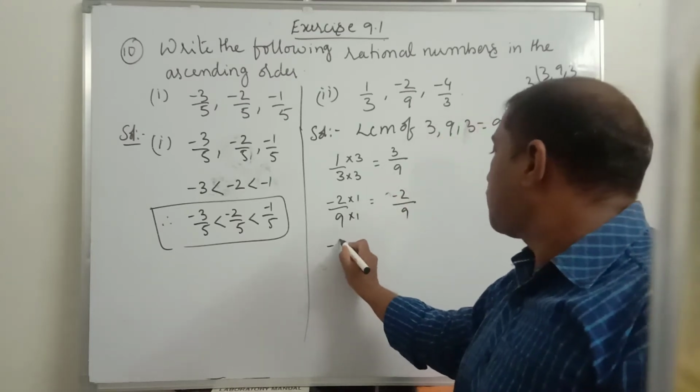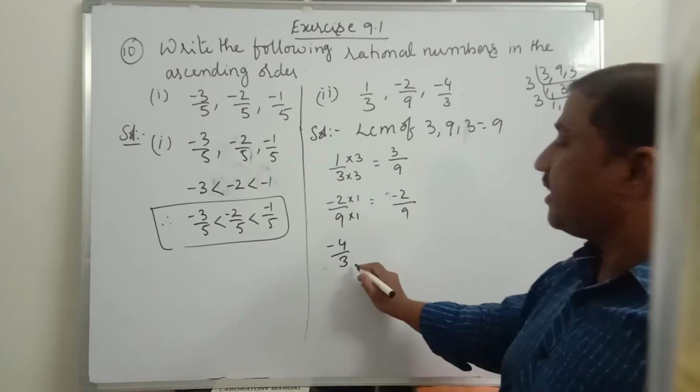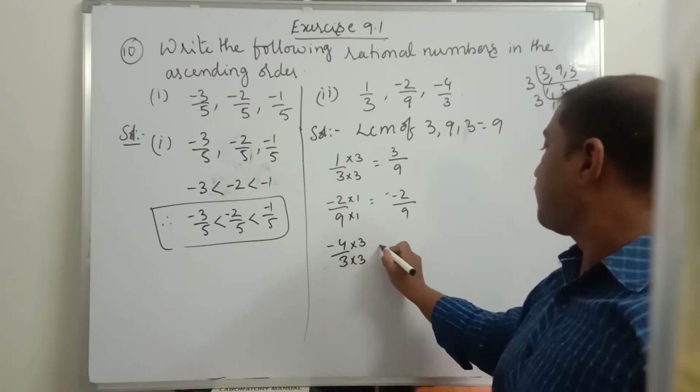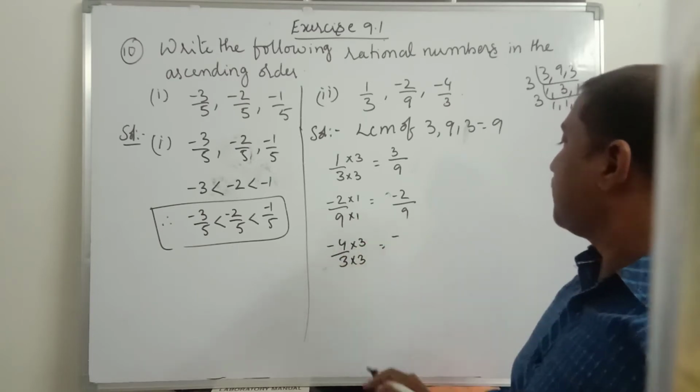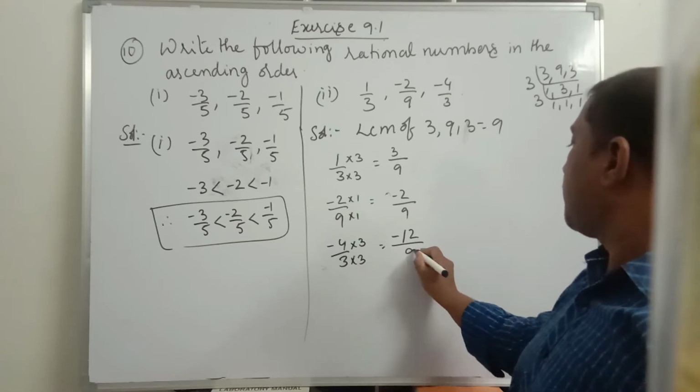The third rational number is minus 4 by 3. Here the denominator is 3. Multiplied the denominator 3 with 3, we get minus into plus, it is minus. 4 into 3, 4 threes are 12, divided by 3 into 3, it is 9.